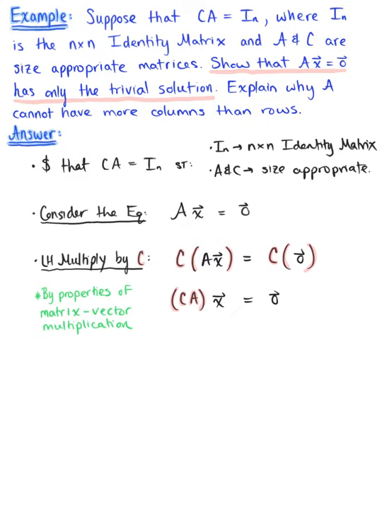Now, notice here on the left that we have matrix C times matrix A. Under the given assumptions, this is equal to the n by n identity matrix multiplied by vector x is equal to the 0 vector. And again, by properties of matrix vector multiplication, we know that a vector multiplied by the identity matrix is just that vector, leaving us with the 0 vector, or in other words, the trivial solution. Woo!